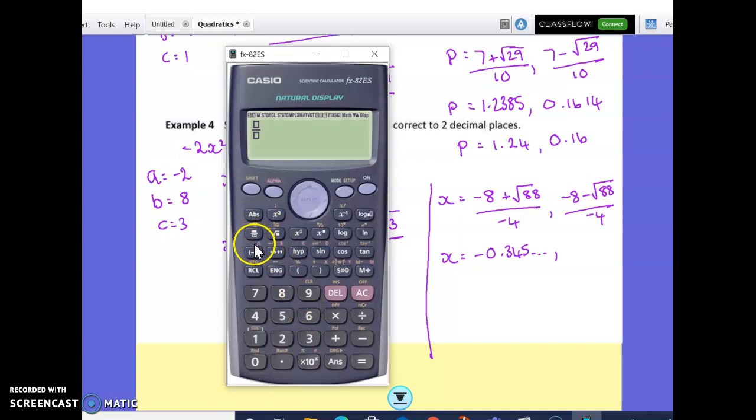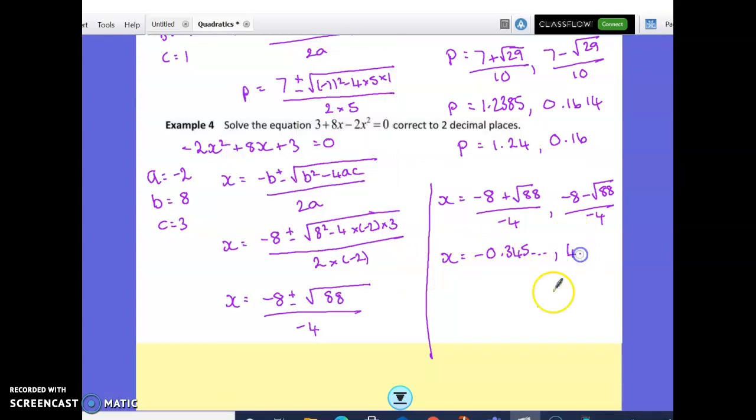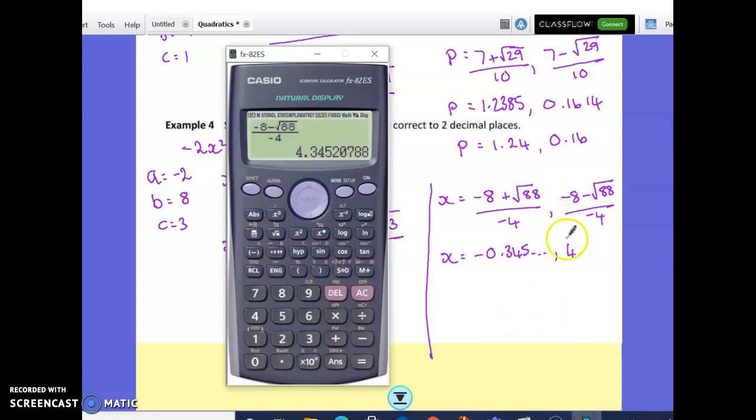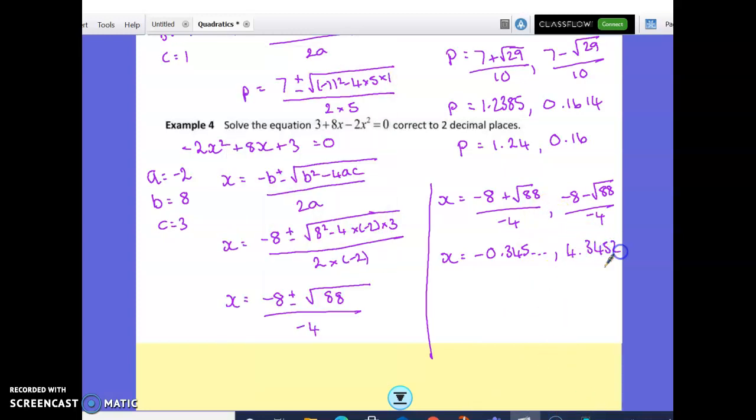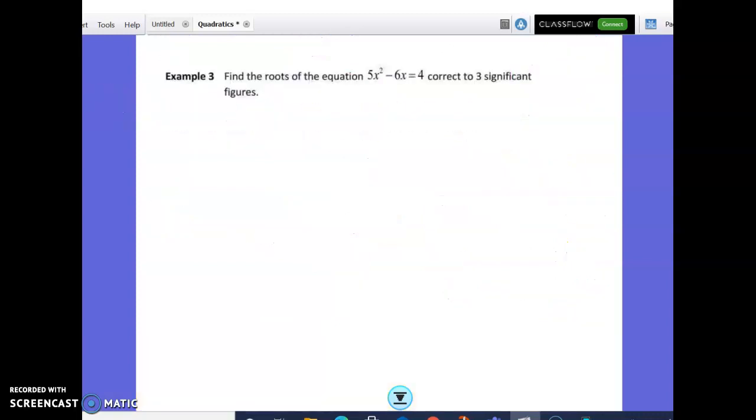Wrong button again. Start again. Minus 8 minus root 88 over minus 4, which is 4.3452. We want these to two decimal places, so we get minus 0.35 and 4.35. Okay.